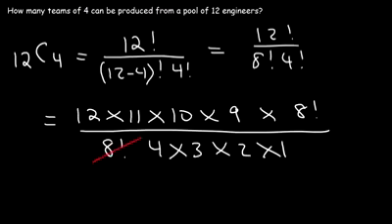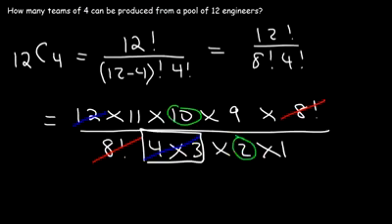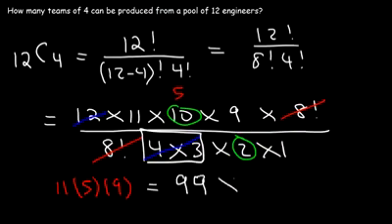So let's cancel 8 factorial. That's going to save us some writing space. 4 times 3 is 12, so we can get rid of these two. And then 10 divided by 2 equates to 5. So what we now have is 11 times 5 times 9. 11 times 9 is 99. Now what is 99 times 5?